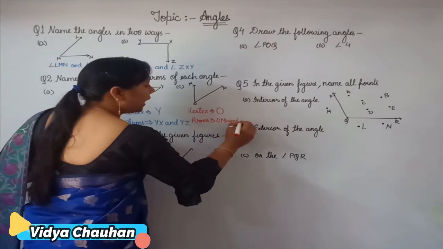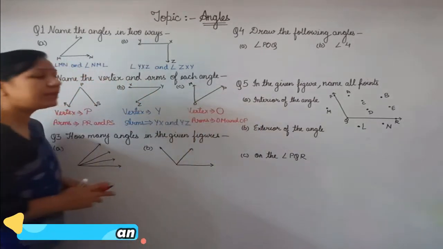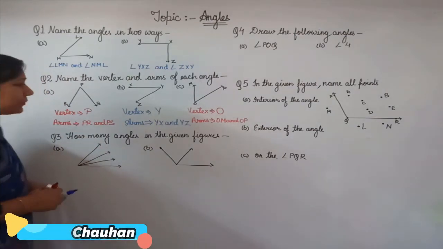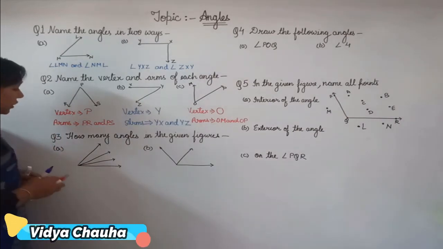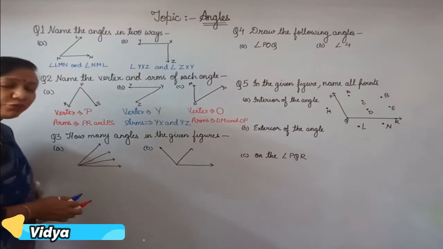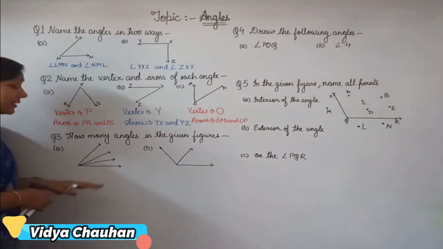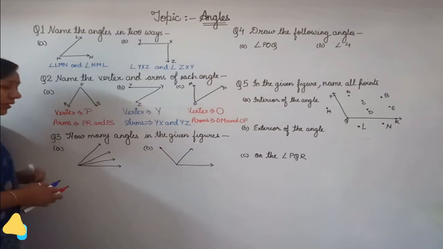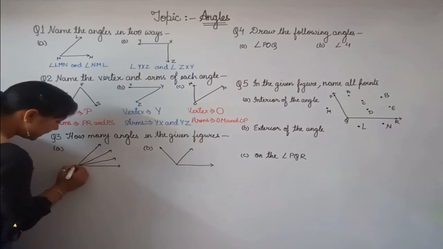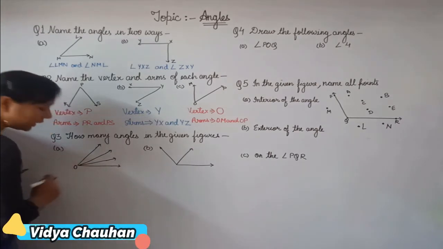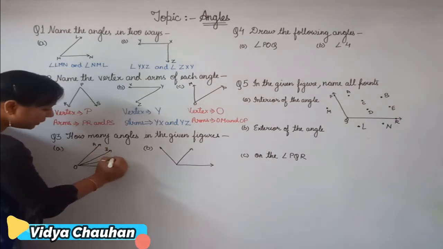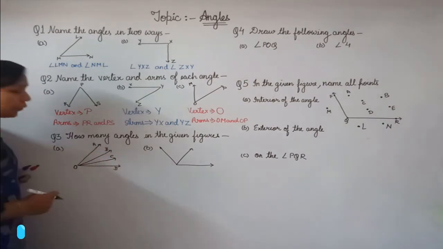OM and OP. These are the two arms of the given angle. Okay, students? Then the third question, how many angles in the given figure? You have to find out the number of angles drawn in the given figure. So to find the number of angles in the given figure, very first let's name it. The vertex I am giving it name O, and then the arms as OA, OB, OC and OD.